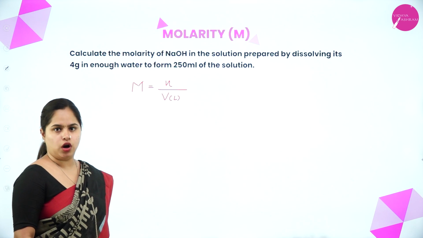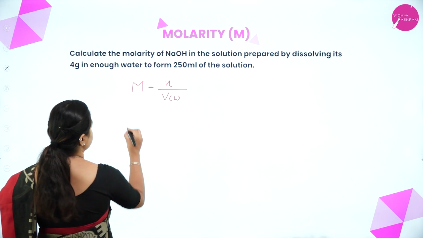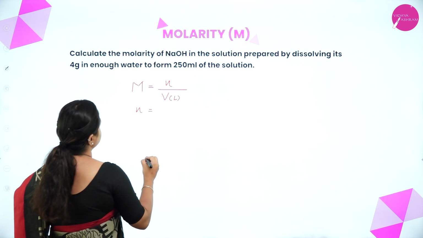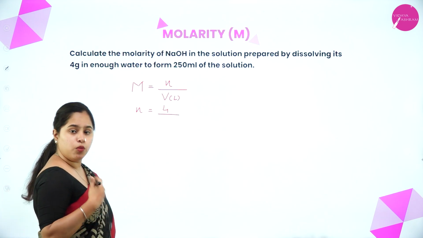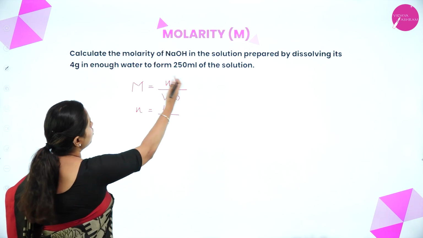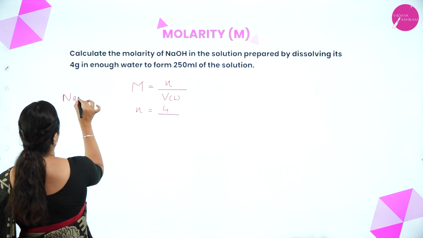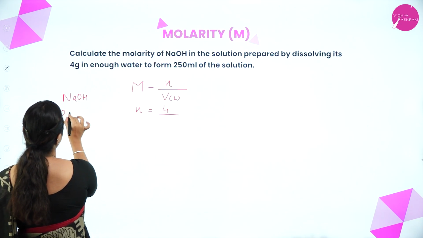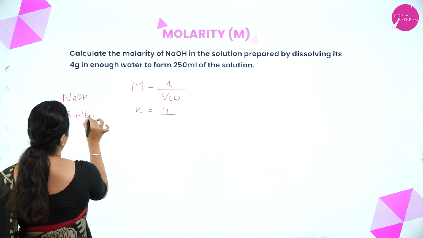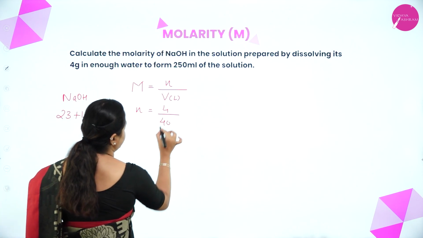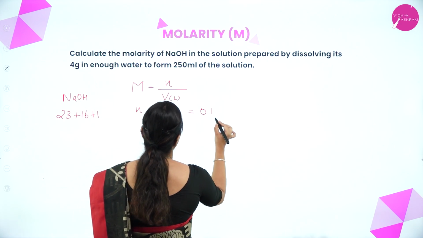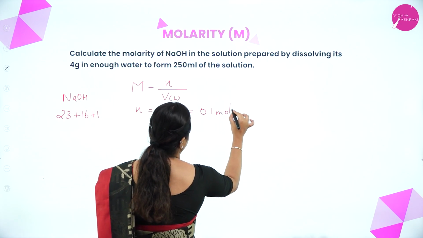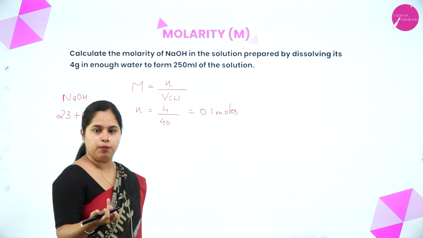So number of moles is not given here. You have to find out the number of moles. So how can you find out number of moles? Given mass, that is 4 gram, by molar mass. Molar mass is given? No, right? So you can find out molar mass of NaOH, which is 23 plus 16 plus 1, which will give you 40. Right? So that is 0.1 moles.